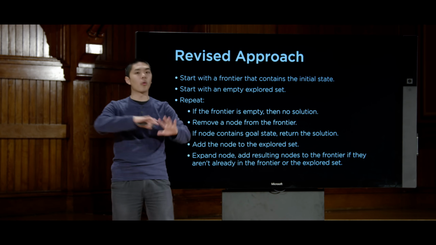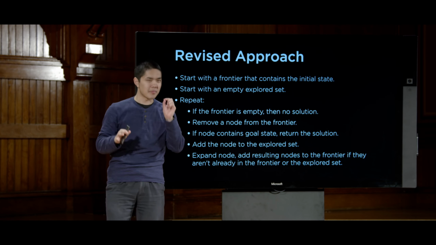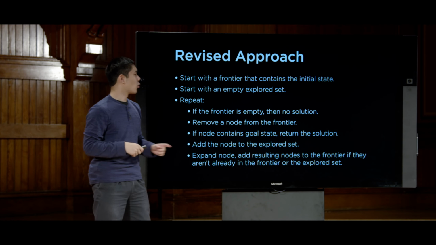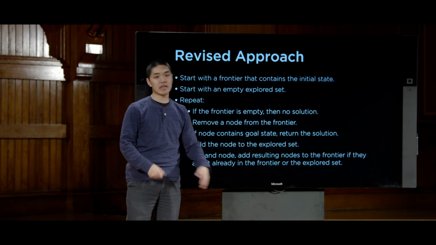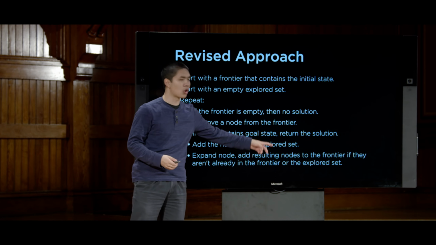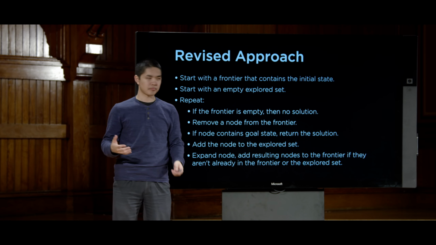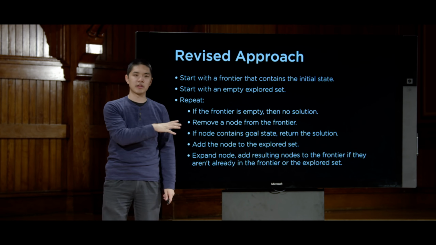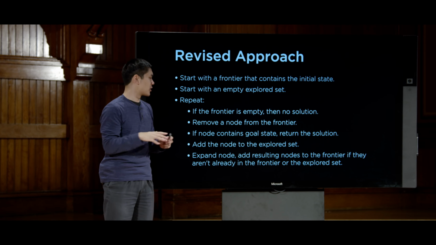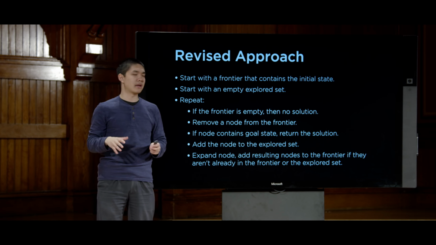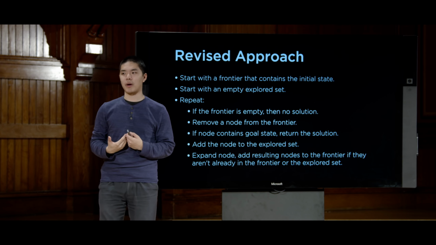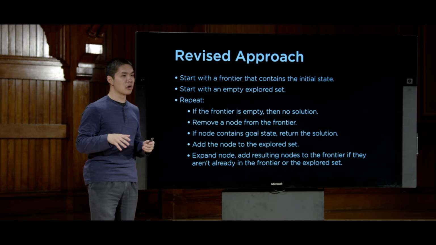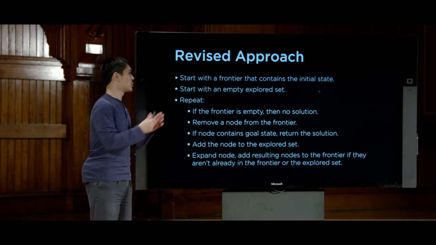But before we just always added the resulting nodes to the frontier, we're going to be a little cleverer about it this time. We're only going to add the nodes to the frontier if they aren't already in the frontier, and if they aren't already in the explored set. So we'll check both the frontier and the explored set, make sure that the node isn't already in one of those two, and so long as it isn't, then we'll go ahead and add it to the frontier, but not otherwise. And so that revised approach is ultimately what's going to help make sure that we don't go back and forth between two nodes.